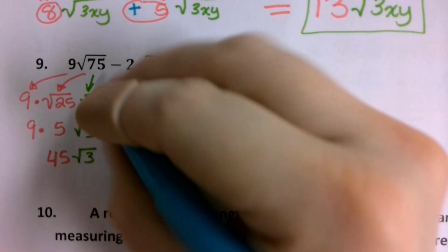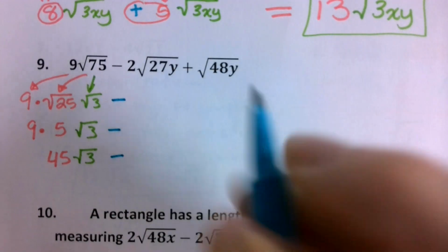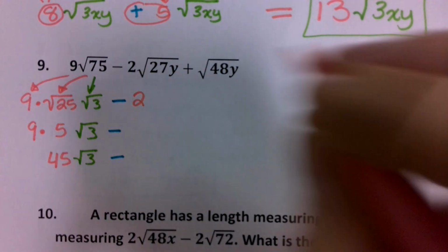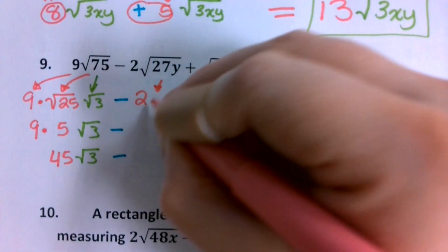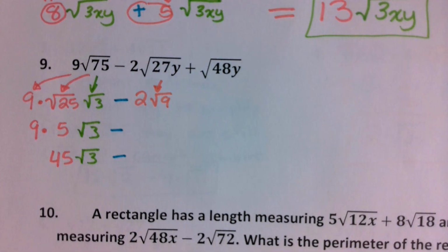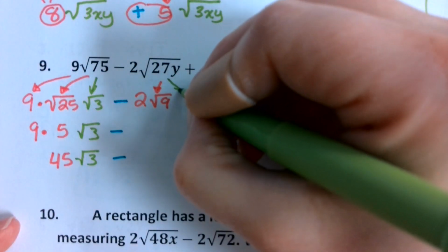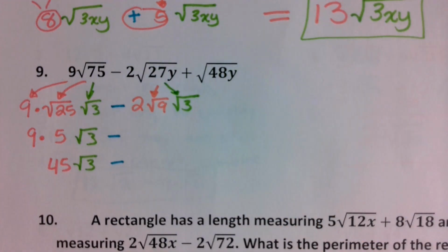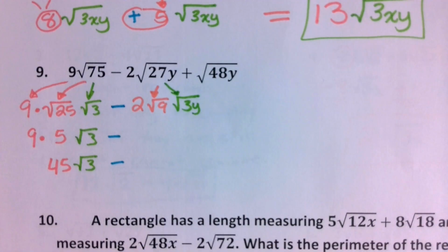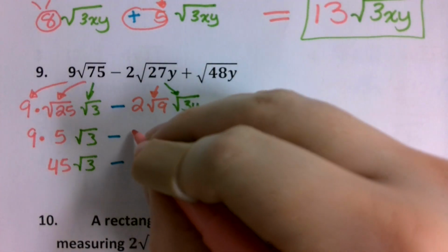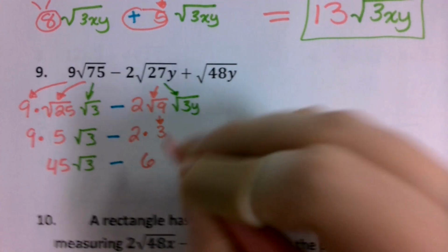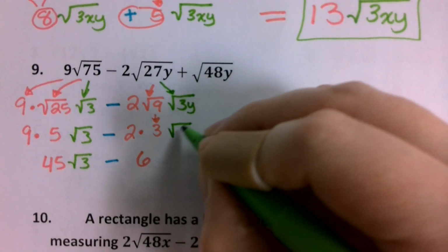Okay, minus, let's focus here. We've got the 2. We're going to break square root of 27y up. What are the factors of 27? 9 and 3. You're going to notice, guys, that you're going to get the same kind of numbers over and over again. You might as well start memorizing what they are. So we have 9 and 3. Where does the y go? With the 3. What is the square root of 9? 3. And what's 2 times 3? 6. So we have 6 square root of 3y.